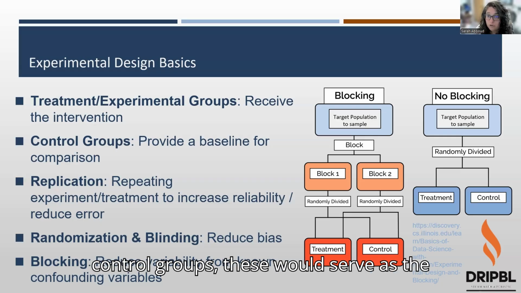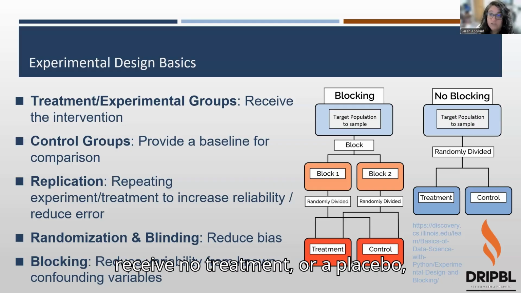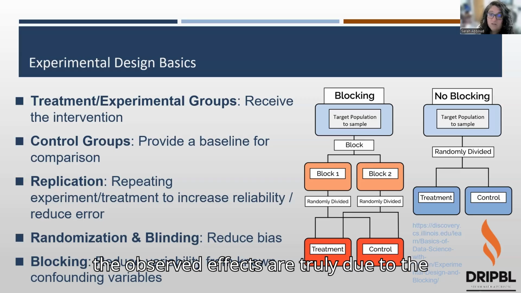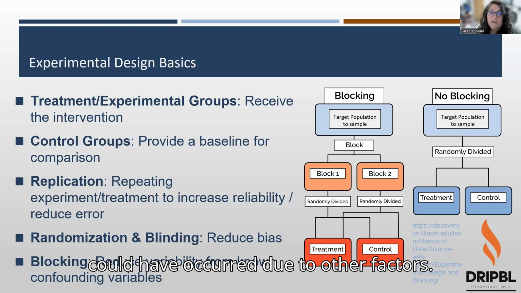And then the control groups, these would serve as the baseline for comparison. So they would receive no treatment, or a placebo, or a current standard treatment. The control helps us to determine whether the observed effects are truly due to the experimental manipulation, or if they could have occurred due to other factors.